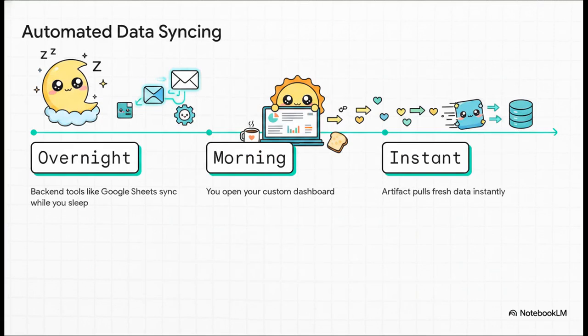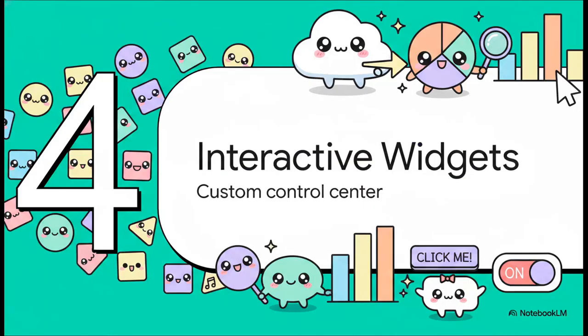Think about how amazing this timeline is. While you are fast asleep overnight, your backend tools, like those Google Sheets, are syncing up automatically. So in the morning, the second you open your custom dashboard, the artifact instantly pulls in that fresh data. It acts as a living, breathing assistant that updates itself daily without you lifting a single finger. If a team member updates a metric at 2 a.m., it's sitting right there waiting for you when you log on.